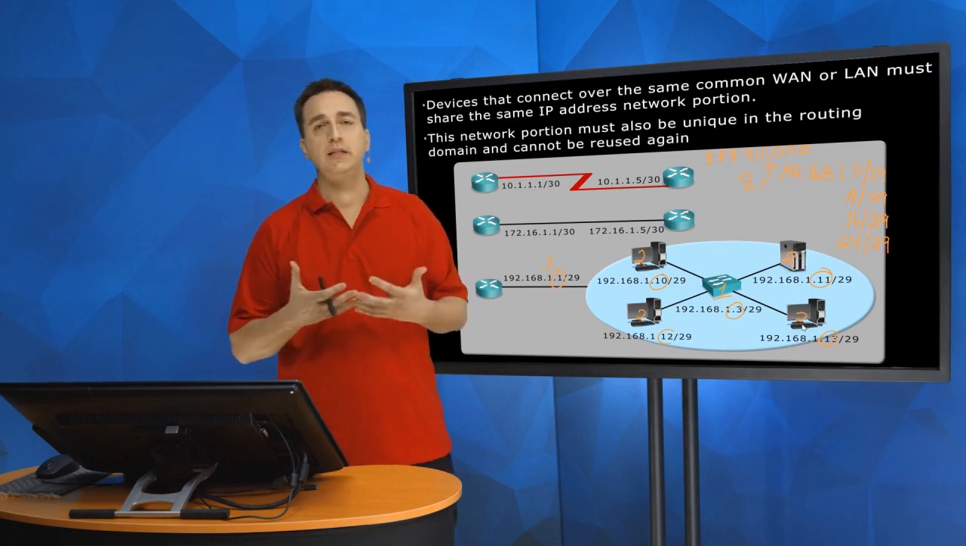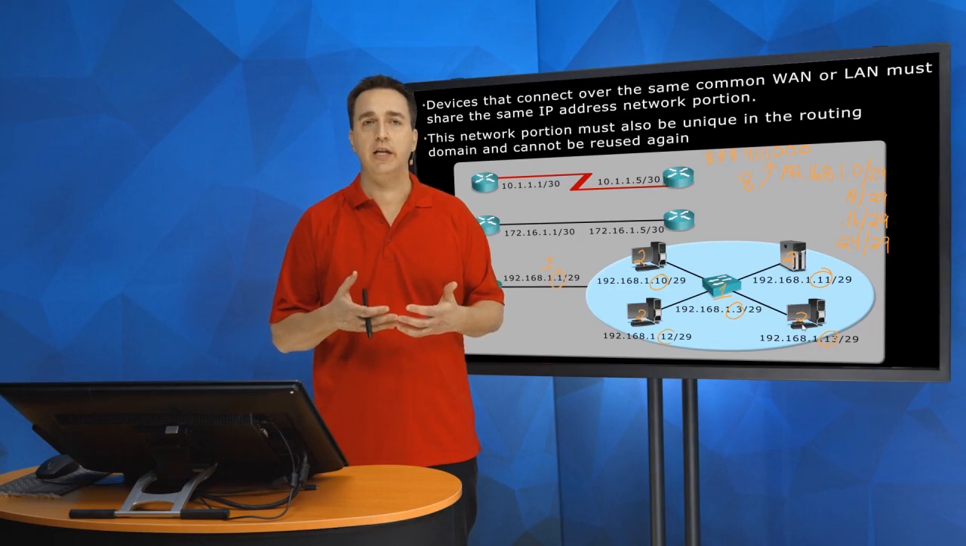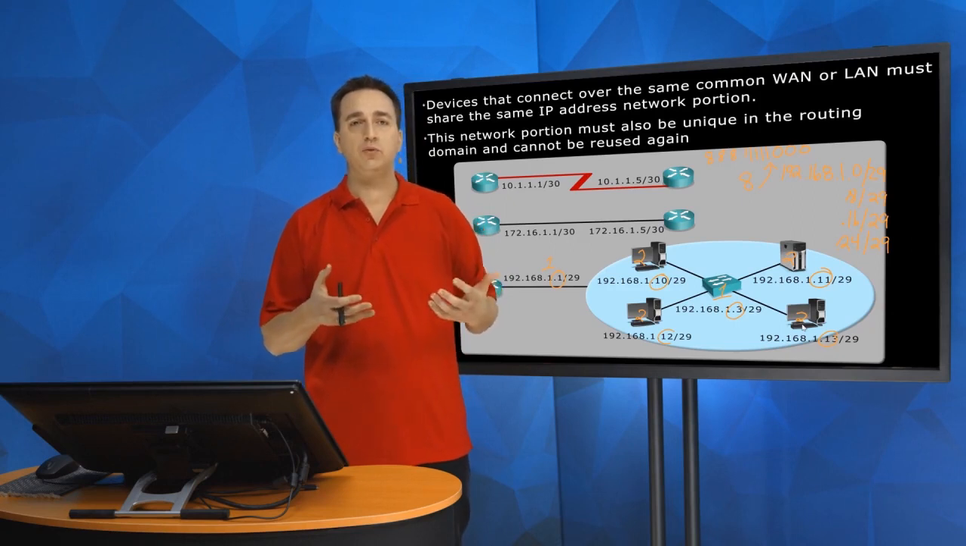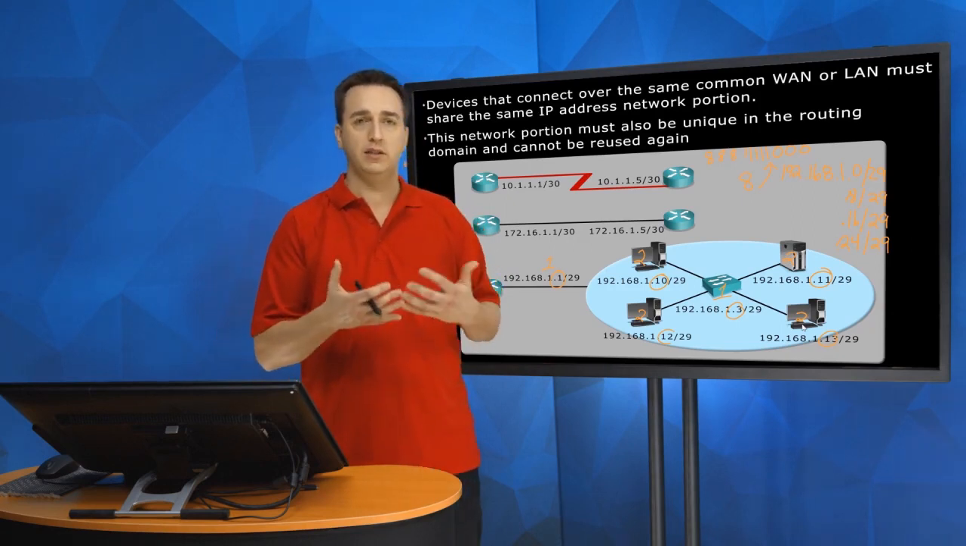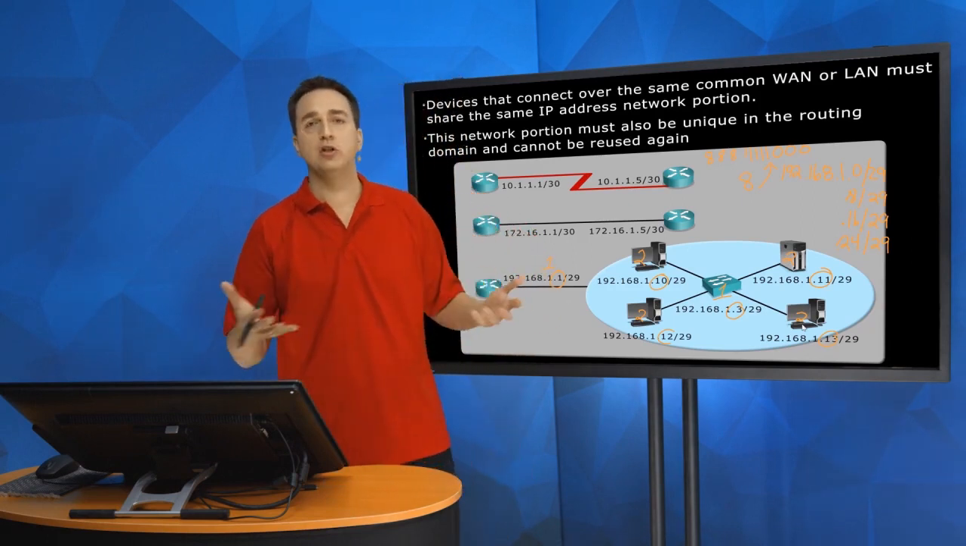Well, all the PCs are going to be able to talk to each other. They're not going to have any problems talking to each other inside their local area network. Because if one of the PCs wants to talk to another PC, they recognize that the IP address is in the same subnet, and they go ahead and just send frames locally.